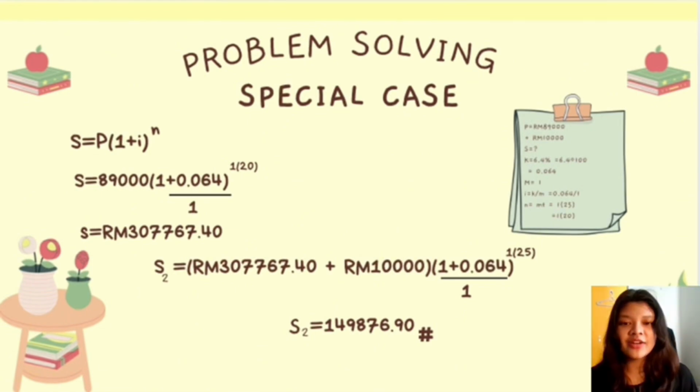For the second maturity value, we have two brackets. For the first one, we have to add the answer for the first maturity value plus 10,000 ringgit. And for the second bracket, 1 plus 0.064 per 1 to the power of 1 in bracket 25. Why 25? Because we need to find the final amount that Mrs. Linda has to pay. After you have solved these two brackets, the answer is 149,876 ringgit and 90 cents. So that is the answer for the compound interest special case.